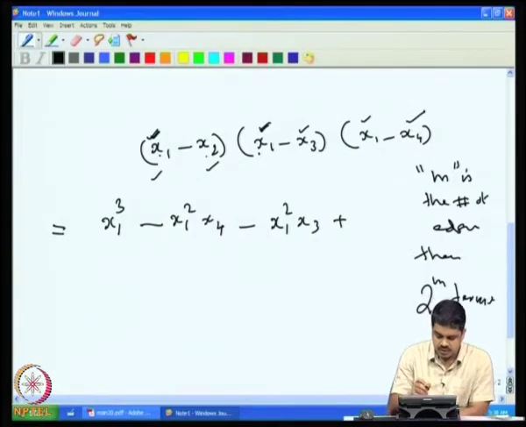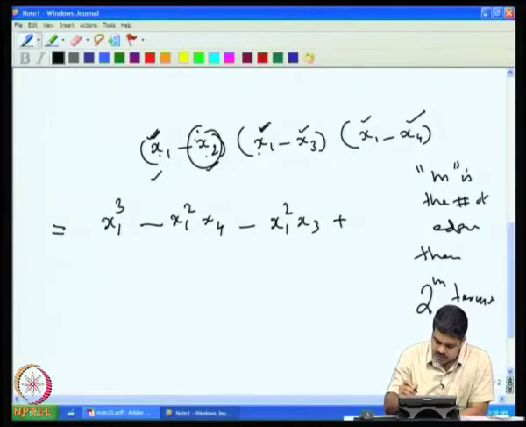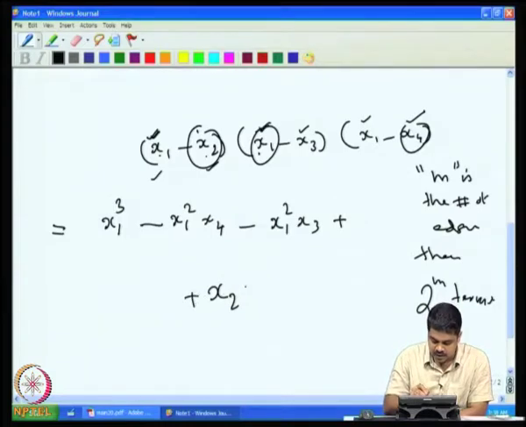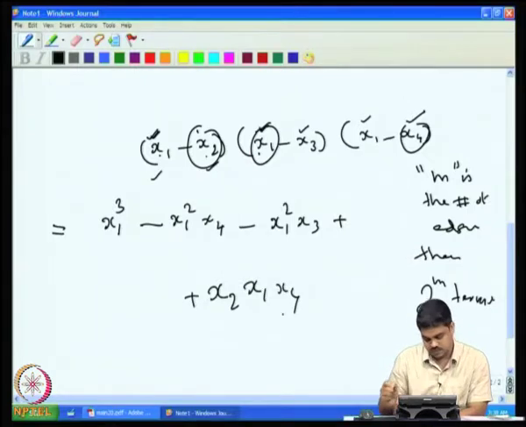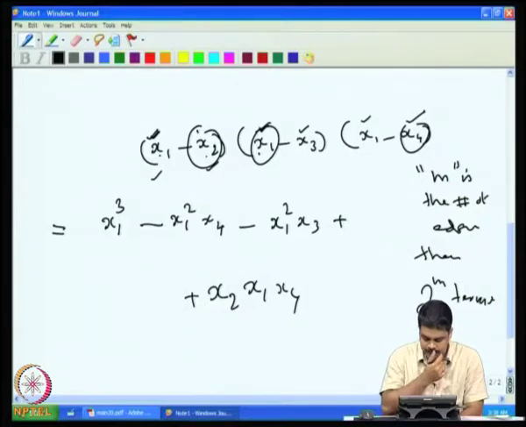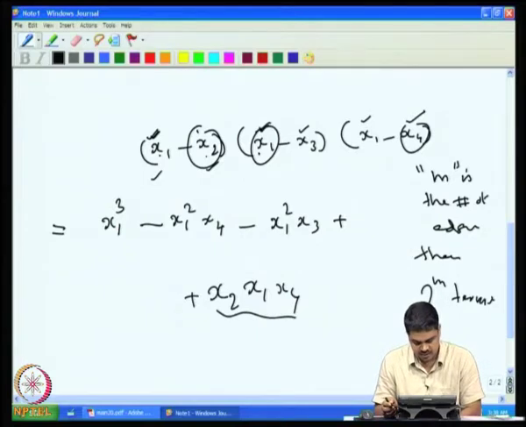So, for instance, you could have picked up here this minus x2, and you could have picked up this from here, and you could have picked up this from here. That is minus x2 and minus x4 and a plus x1 will make a total plus. So, this will be x2, x1, x4, this kind of terms. Right. So, you see that, corresponding to each edge we can pick up a term, and then we get 2 raised to m different monomials like that.